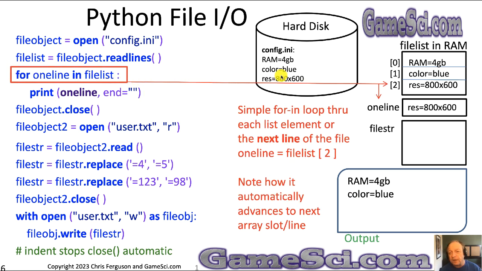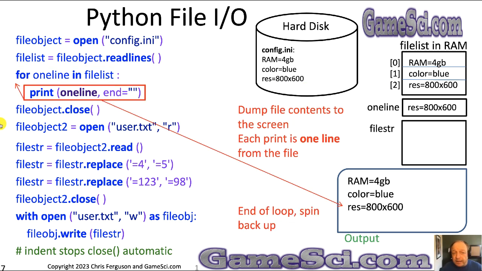For one line equals file list, we're going to go get slot 2 or subscript 2 of this list, and we're going to assign it to the one line variable. Simple for-in loop through each list element or the next line of the file. In this case, one line will get file list subscript 2. Note how it automatically advances to the next list slot or line. Print one line and again suppress the end-of-line character. We don't want an extra end-of-line character. We're already picking one up from each line of the file. And out on the screen goes our res equals 800 by 600.